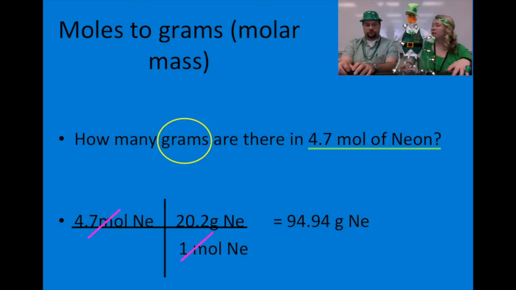Then I do what I've been saying since the beginning, multiply across, divide by everything on the bottom, which is 1, so it's easy. So I get 94.94 grams of neon. There you go. Awesome.